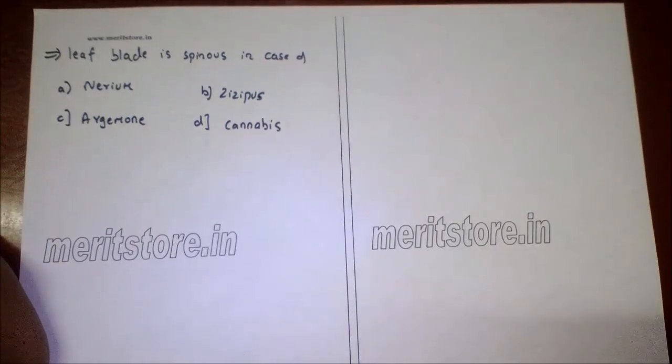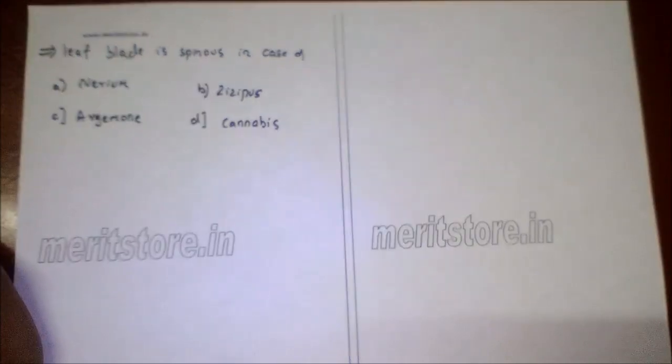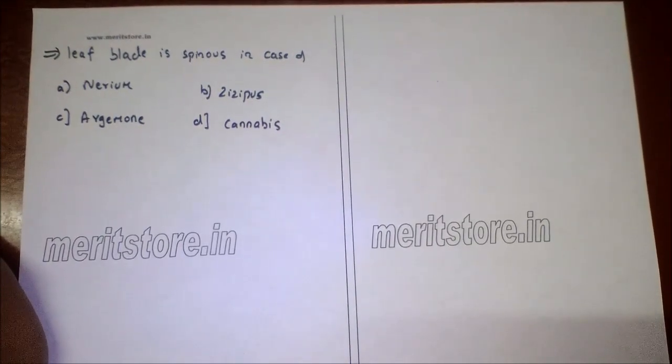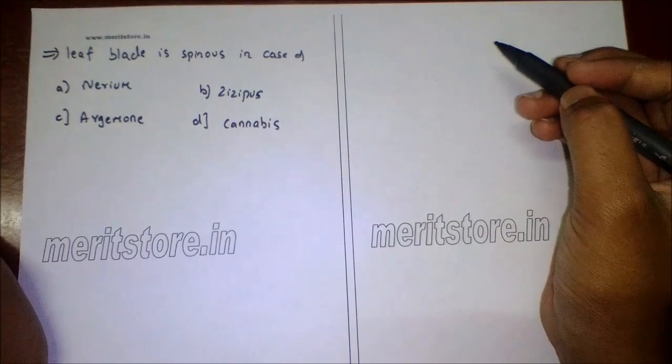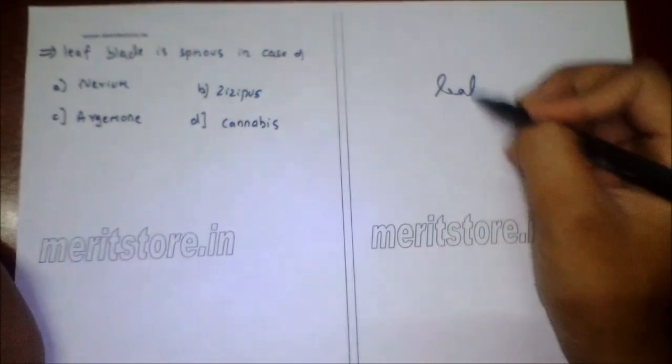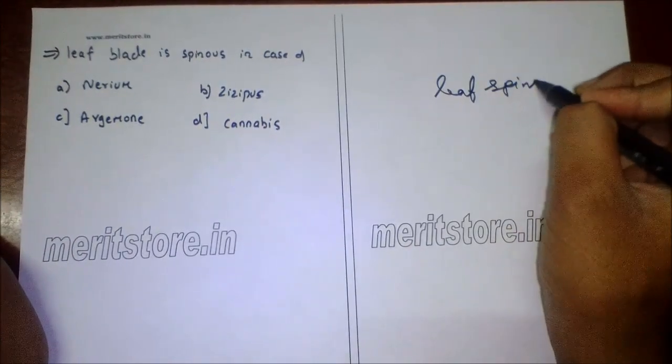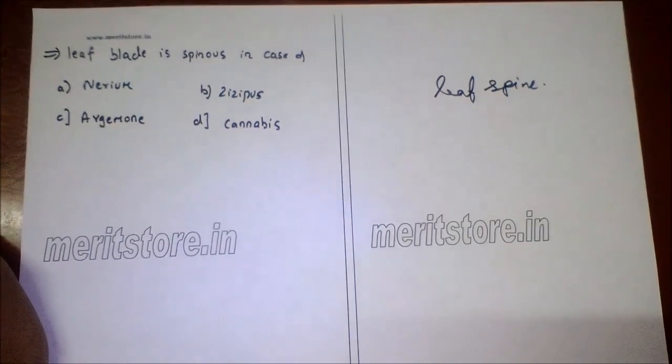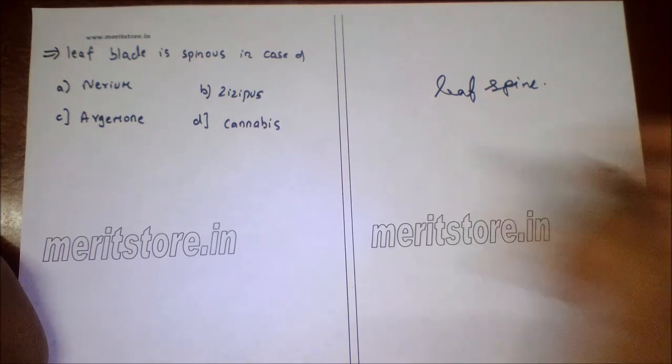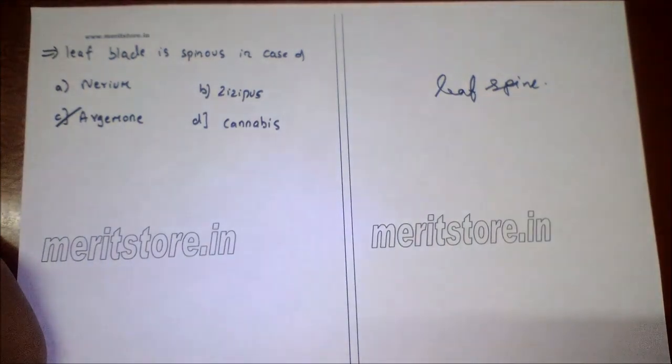Leaf blade is spinous in case of: In some plants, leaves are modified into pointed spine known as leaf spine. These protect the plant from grazing animals and reduce the rate of transpiration in xerophytic plants like Argemone. Option C.